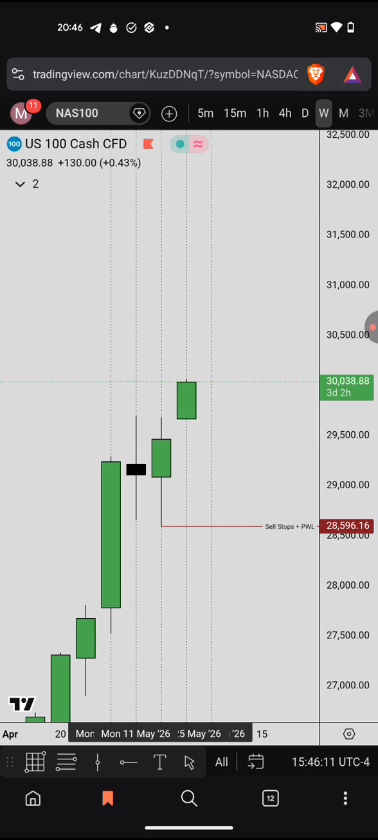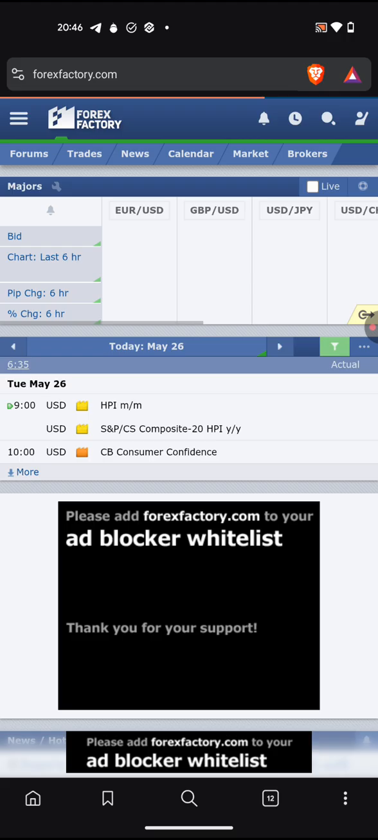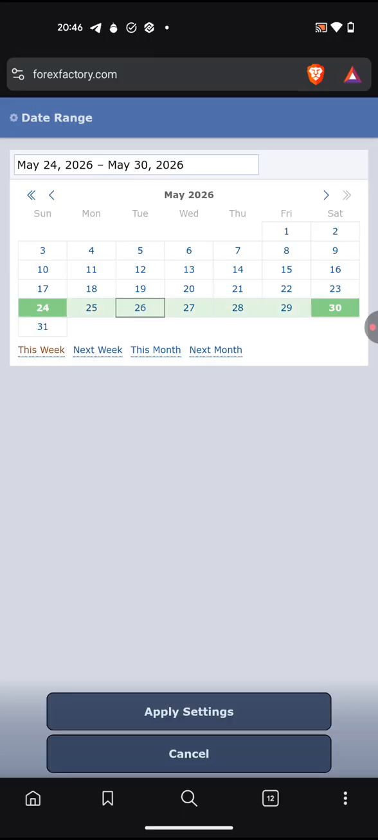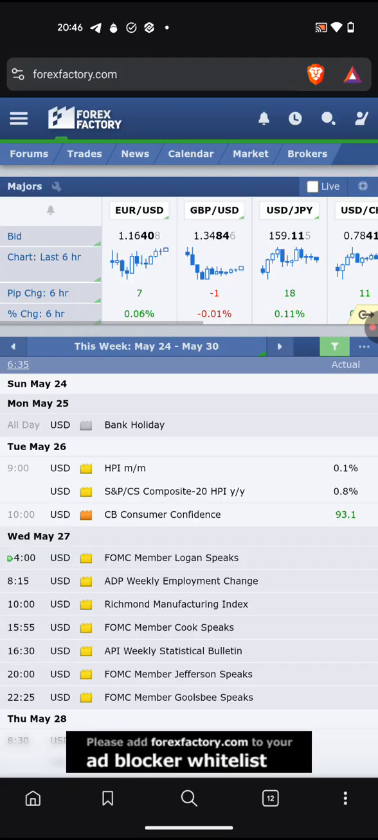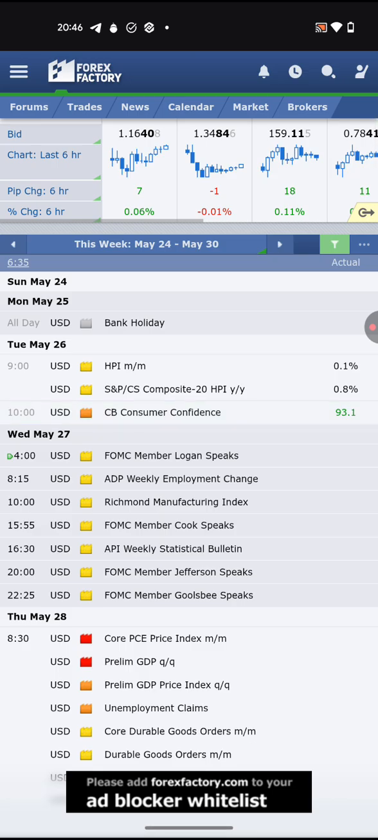So let's look at the economic calendar. So this is the economic calendar. I'm going to switch it to the whole week view, so I just selected this week and applied settings. My economic calendar is basically just showing me the USD, because what I trade is directly tied to USD. I only trade the Nasdaq 100, so USD is the only currency that I'm looking at when it comes to news.